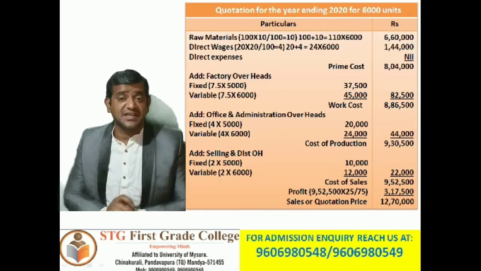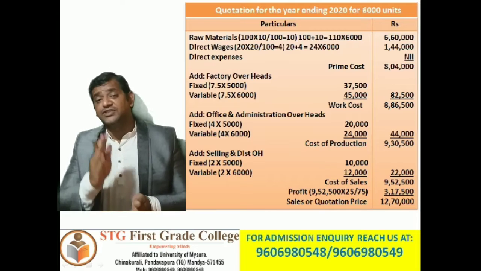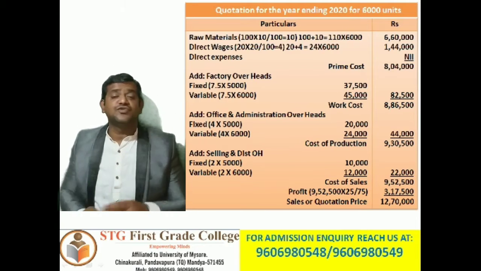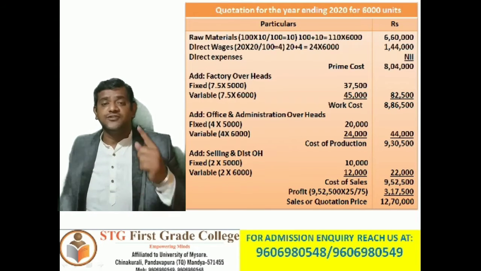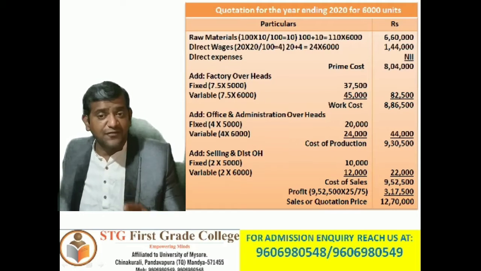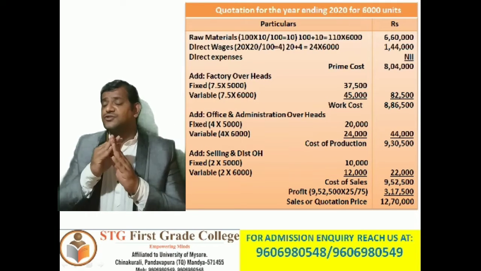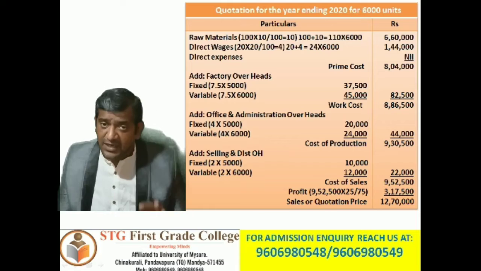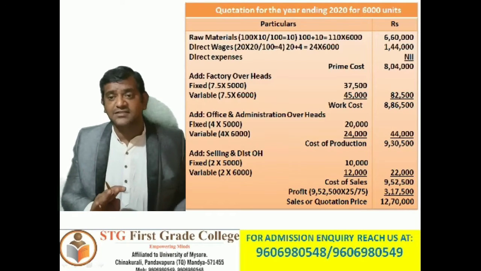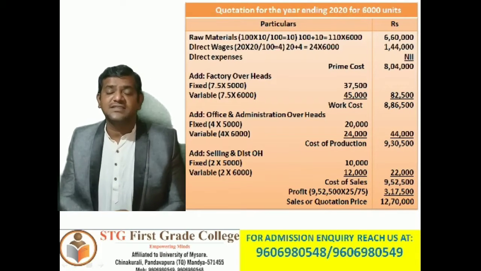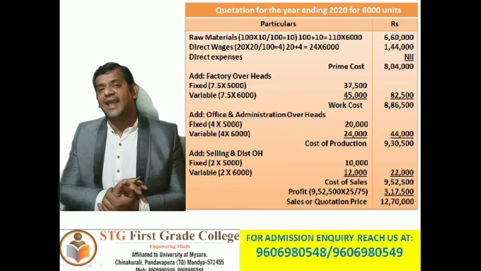That is raw materials. So next, direct wages 20 into 20 divided by 100. That means 20% increase. So that comes to 4 rupees. So previous price 20 plus increased price 4 rupees. So 24 rupees per unit. So 24 into 6,000, so 1,44,000 rupees. Since there are no direct expenses in the problem, even in the cost sheet, so in quotation also we don't consider them. So it is nil. So when you total it, 6,60,000 plus 1,44,000, prime cost you are going to get 8,04,000.